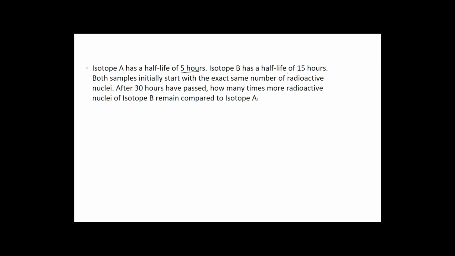So for this last one, we're told that isotope A has a half-life of 5 hours, and isotope B has a half-life of 15 hours. Both samples initially start with the exact same number of radioactive nuclei. Okay. After 30 hours have passed, how many times more radioactive is the nuclei of isotope B compared to A?